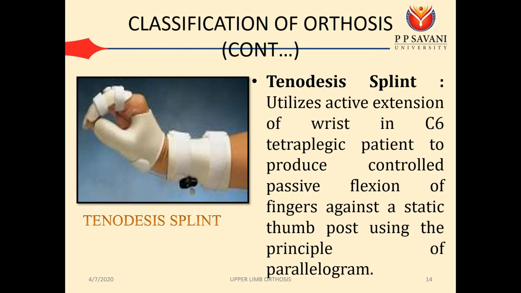Third, tenodesis splint utilizes active extension of the wrist in C6 tetraplegic patients to produce controlled passive flexion of the fingers against a static thumb post using the principle of parallelogram, or you can say passive insufficiency also. When the patient goes for extension of the wrist, at that time there will be flexion of the fingers, digits. This will be possible by tenodesis splint. So it is mainly used in C6 tetraplegic patients to produce controlled passive flexion of the fingers against a static thumb post, using the principle of parallelogram, that is wrist extension producing flexion at the fingers or digits.